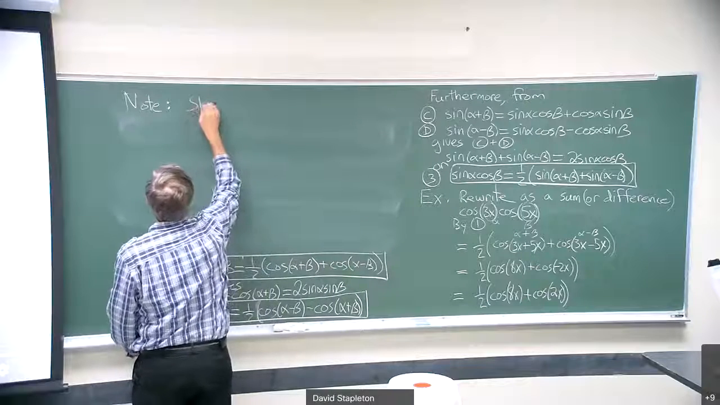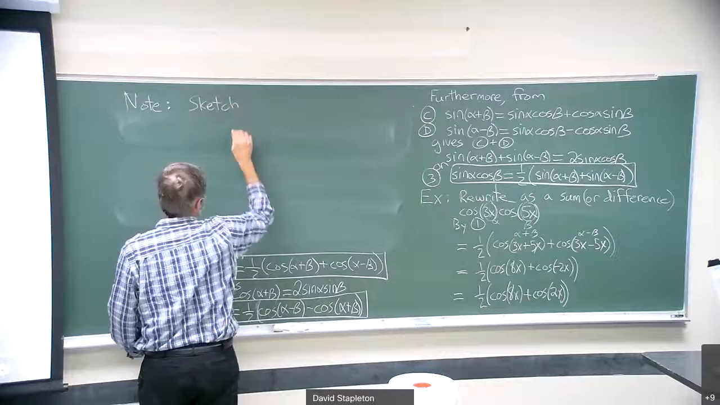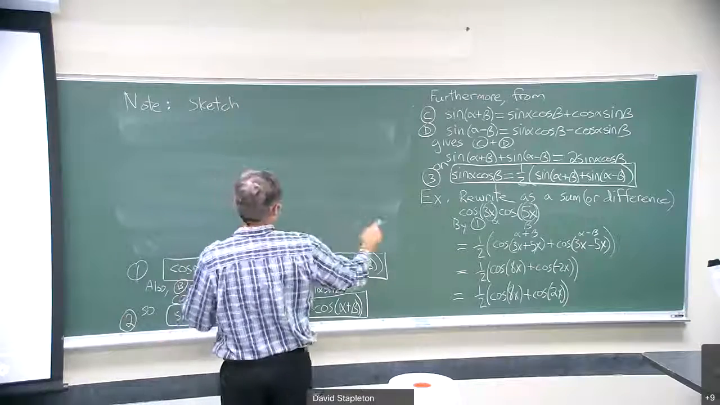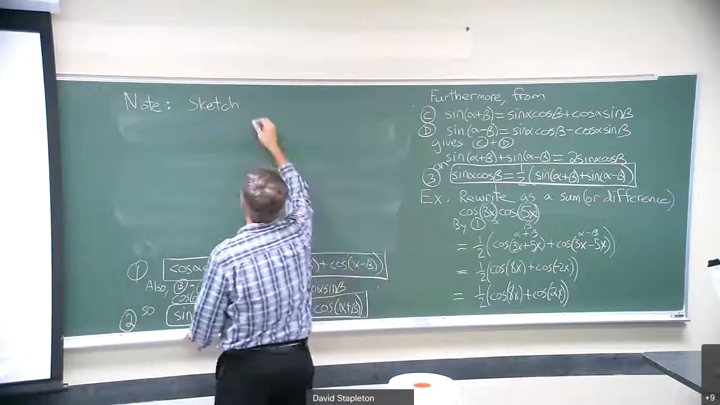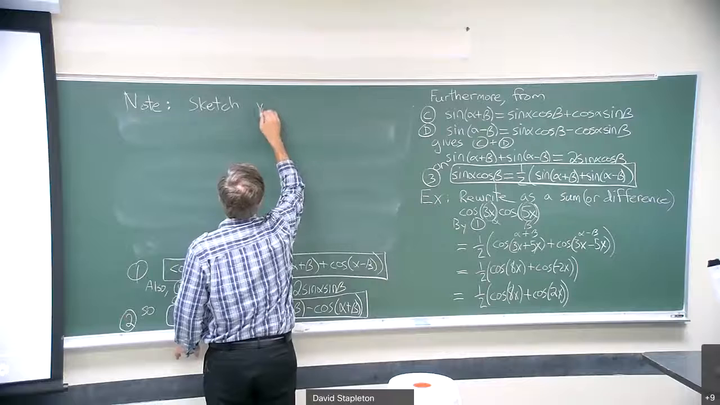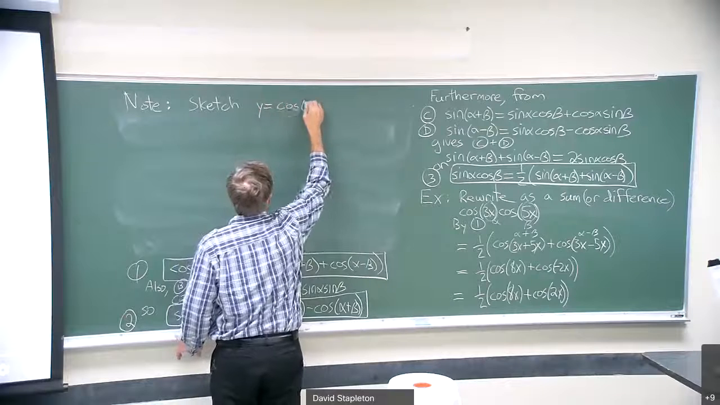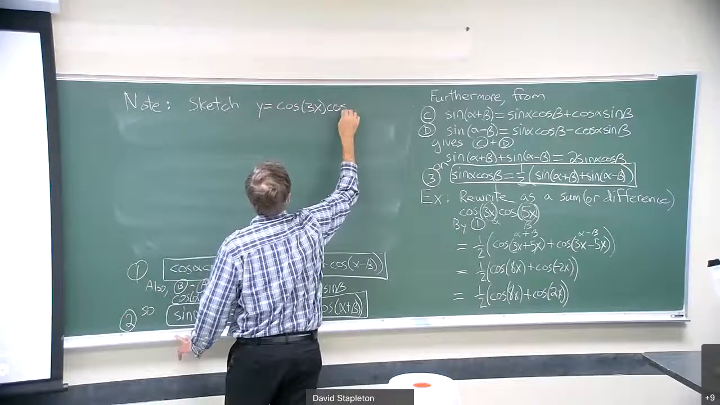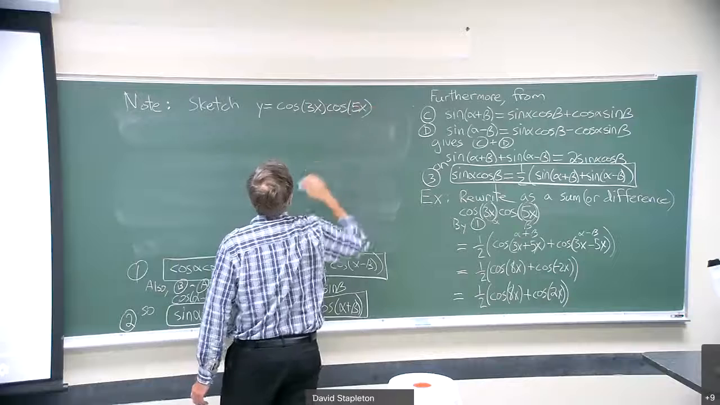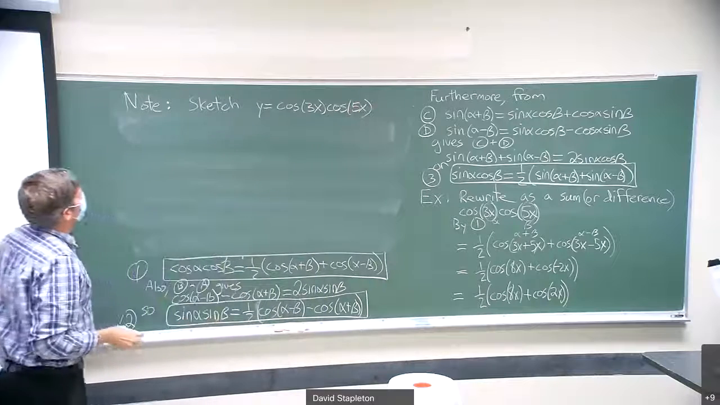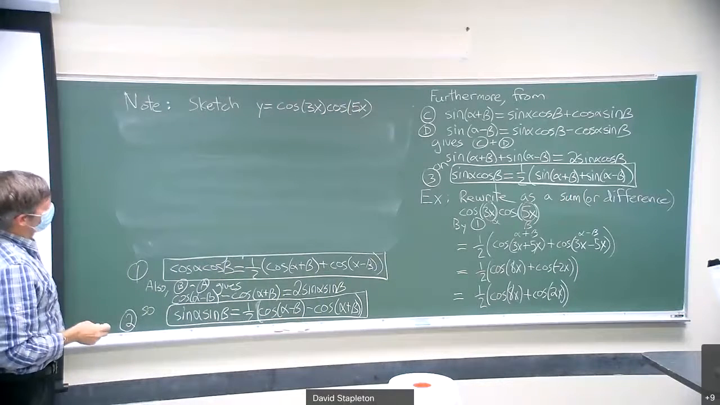So suppose I asked you to sketch, and this isn't in the problem set, I just want to show you one of the reasons this is somewhat useful. Sketch the function y equals cosine 3x cosine 5x. Right? How can I sketch that?